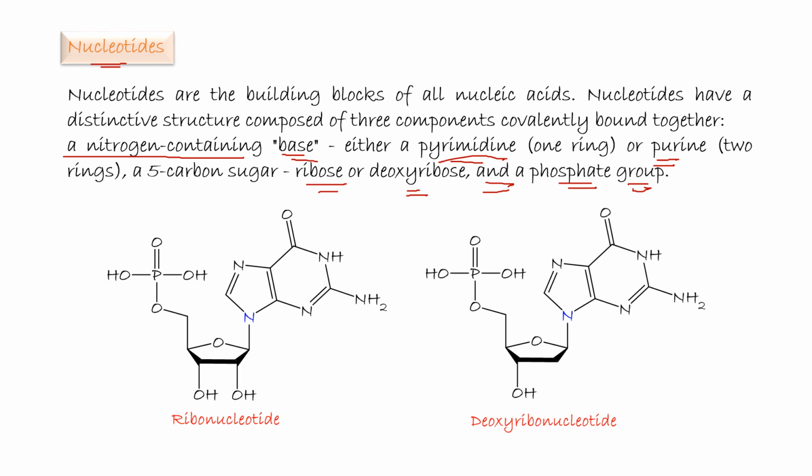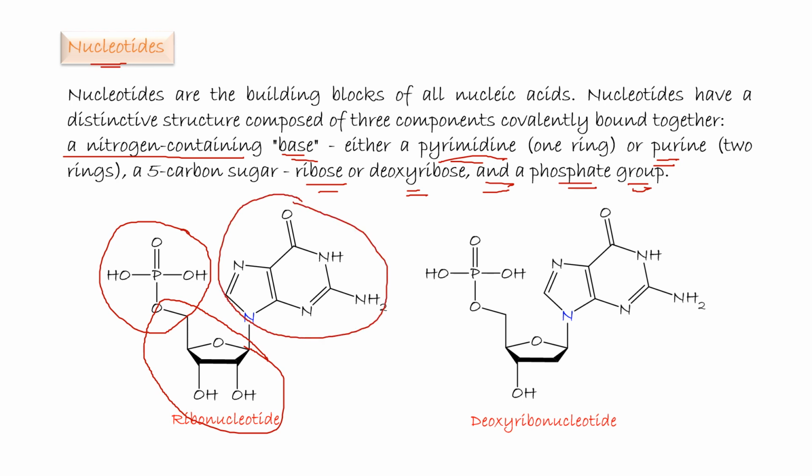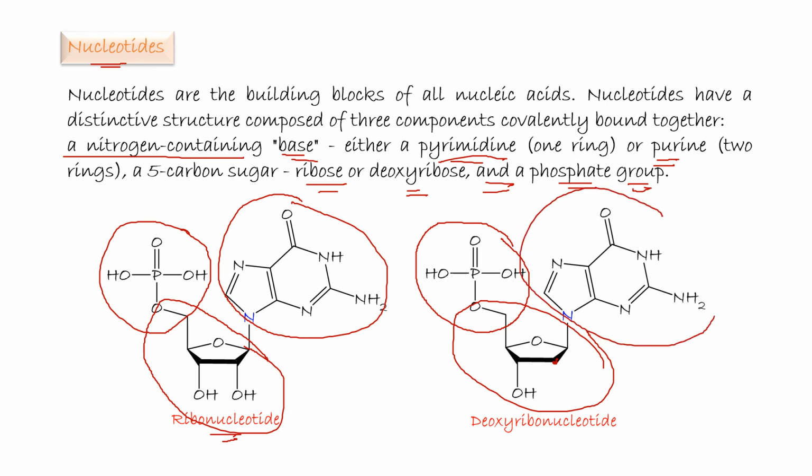So we have here sugar, phosphate, and base. That's a ribonucleotide. Here we have deoxyribose. We don't have an OH on this carbon. Again, we have deoxyribose, we have the phosphate, and we have the base.